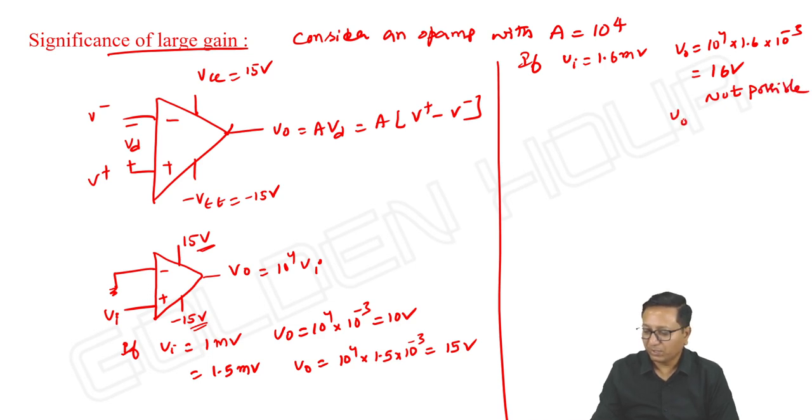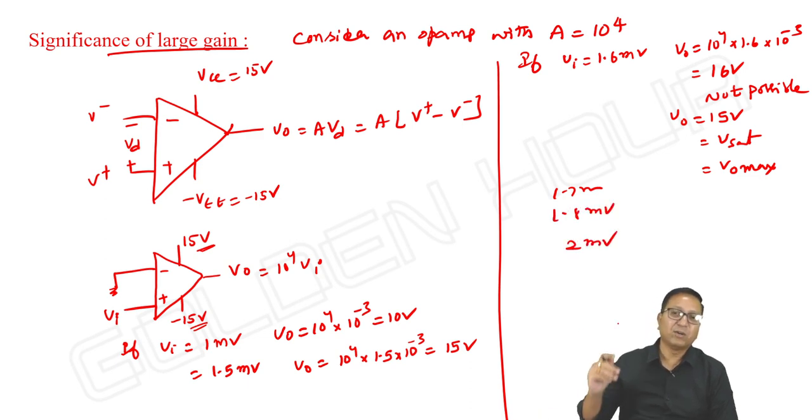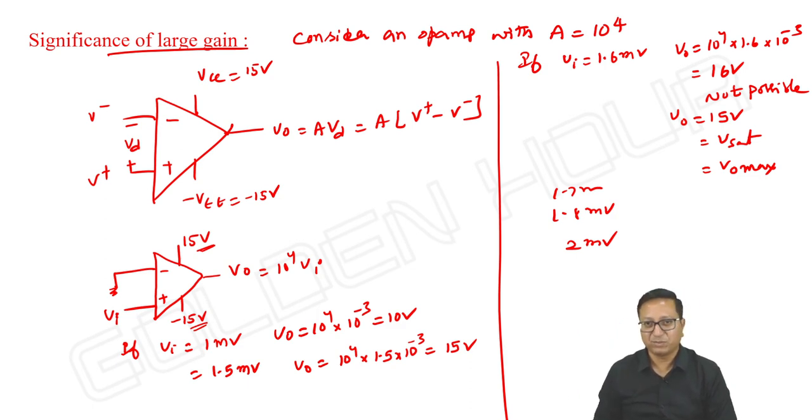So, what is possible? Output can reach a maximum of 15 volts. This value is known as V saturation. That is V output maximum. Ideal value of the saturation level. It can't go beyond it. You may apply 1.7 millivolt or 1.8 millivolt or 2 millivolt, 5 millivolt, etc. The output can reach a maximum of power supply plus 15 volts. That is the first point.